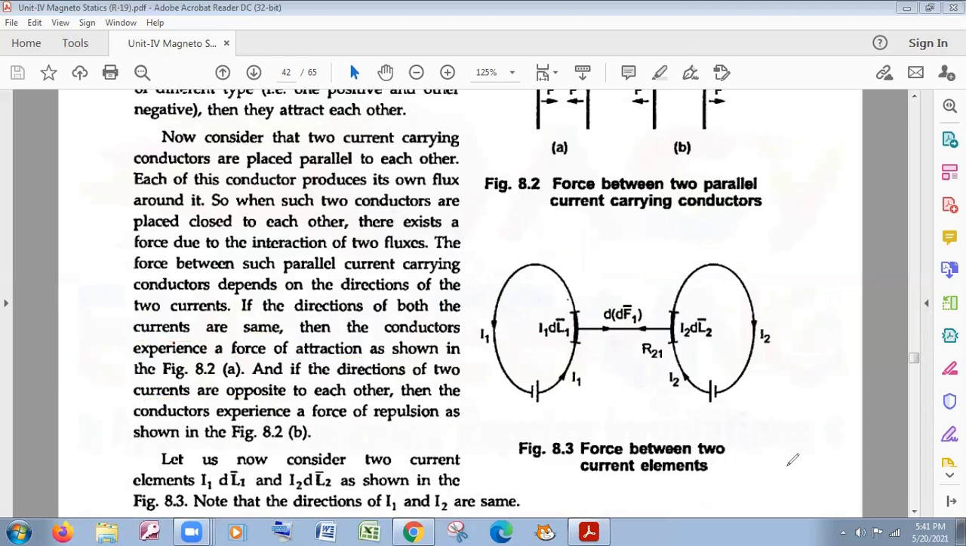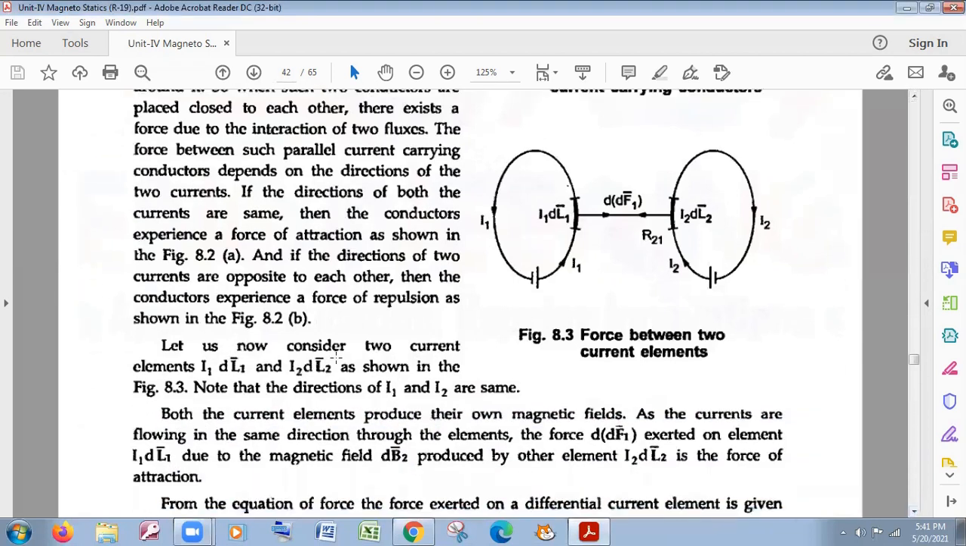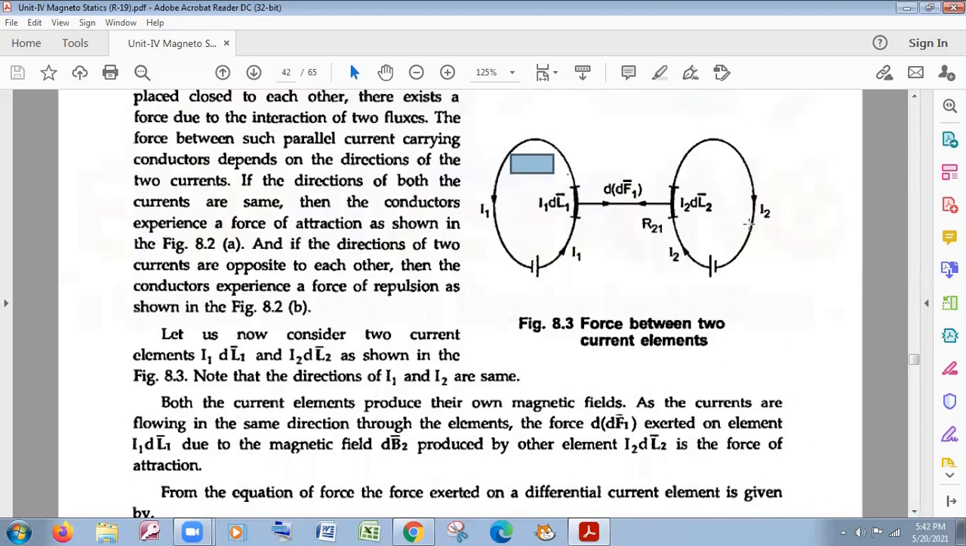Now let us consider the two current elements, I dL1 bar and I dL2 bar. It is a line current, I dL1 bar, and here I dL2. Current always flows from positive to negative. Here also positive to negative flows. So I1 is flowing in the upward direction, and similarly, I2 is also in the same direction.